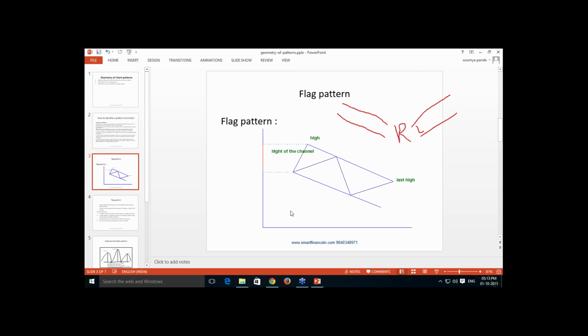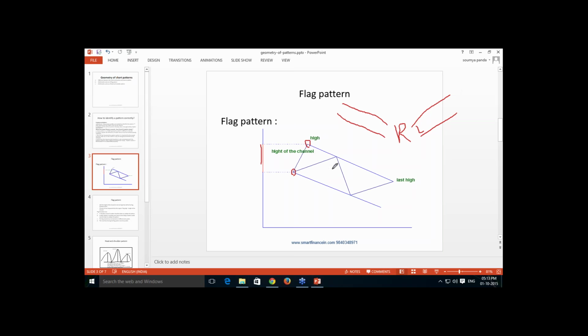And in this pattern, what do you do? Once you draw these two trend lines, take these 2 points, here and here, and plot the distance. This distance is known as the height of the channel, or the channel of your flag. This is the last high. Whenever you are drawing these two trend lines, the upper trend line you will draw by joining the candle highs, and the lower trend line you will draw by joining the candle lows. This is how you will form this flag pattern.